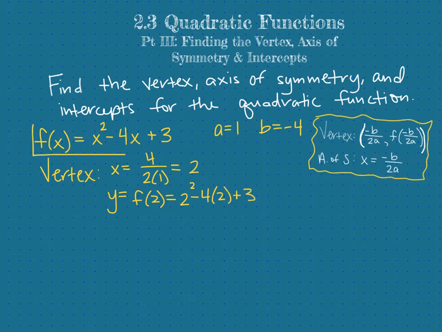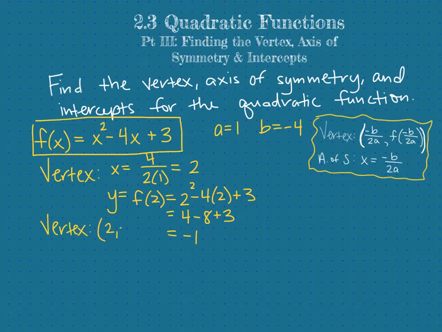Because this is our function there. Okay, so when we keep plugging away to see what we get, we'll get -4 plus 3, which is -1. So the vertex is the coordinate point 2, -1. All right, the next thing we want to find is the axis of symmetry.